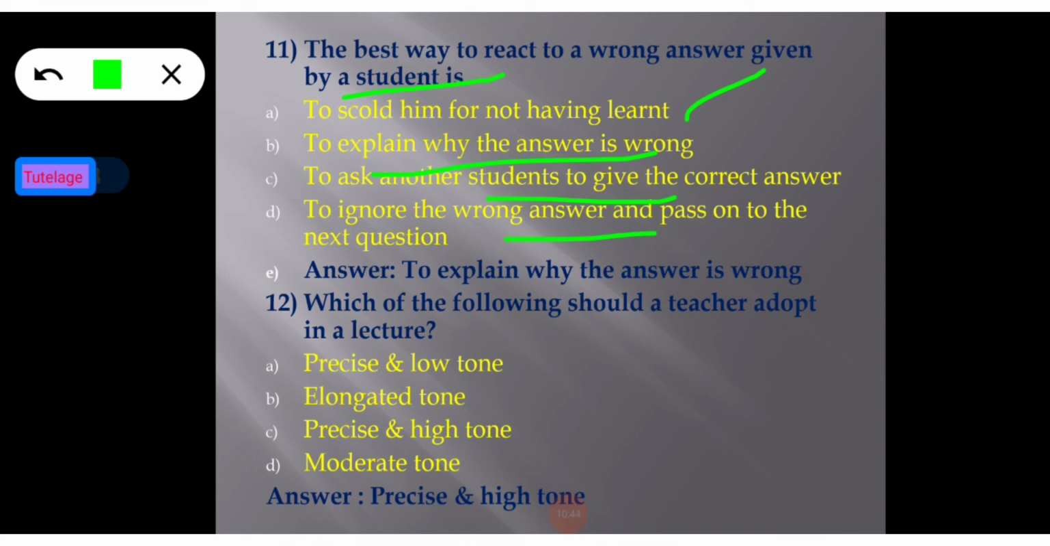So now move on to the last question of this session. Which of the following should a teacher adopt in a lecture? So obviously there are four options. First one is precise and low tone. Second one is elongated tone, third is precise and high tone, and the last one is moderate tone. So obviously a teacher should adopt precise and high tone in a lecture. So yes, the third one is the correct answer.